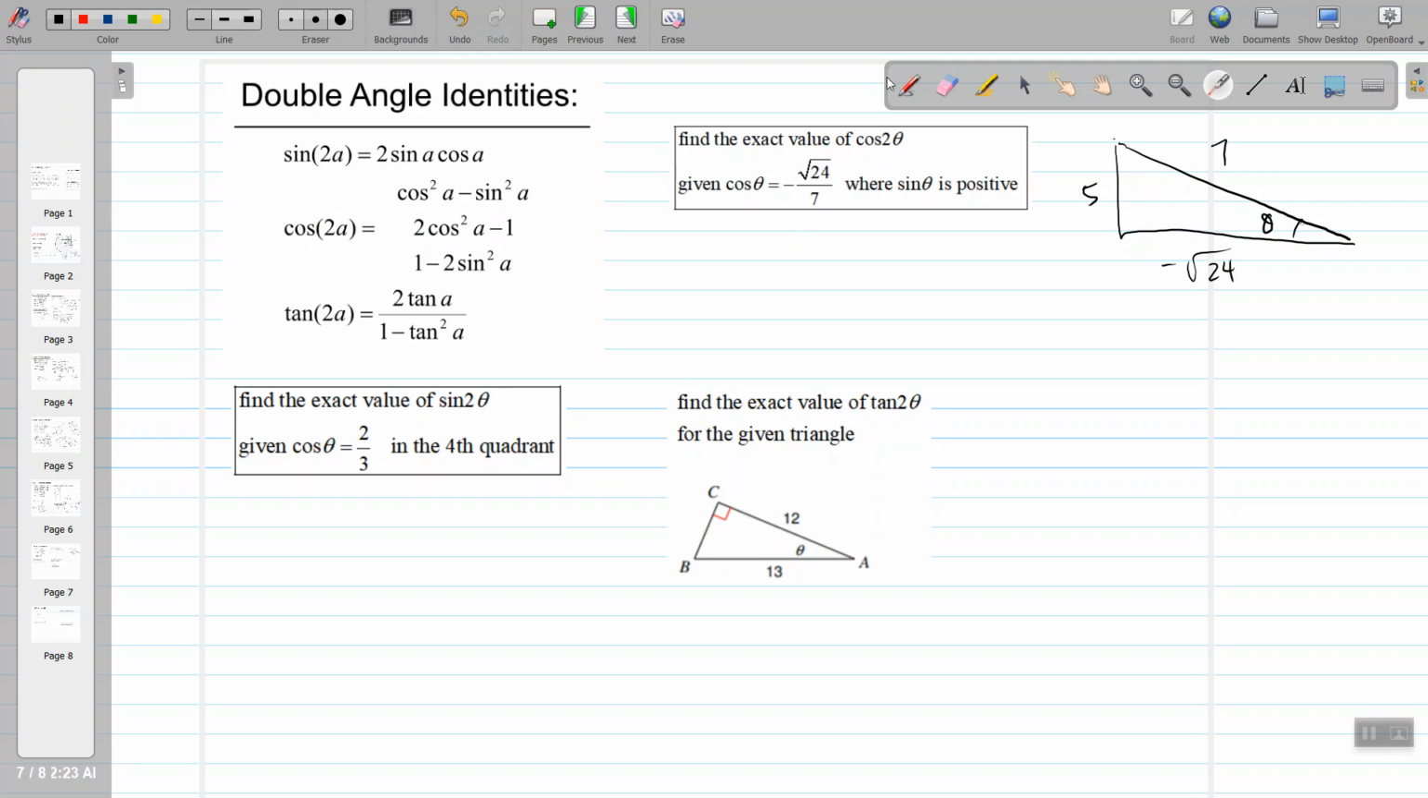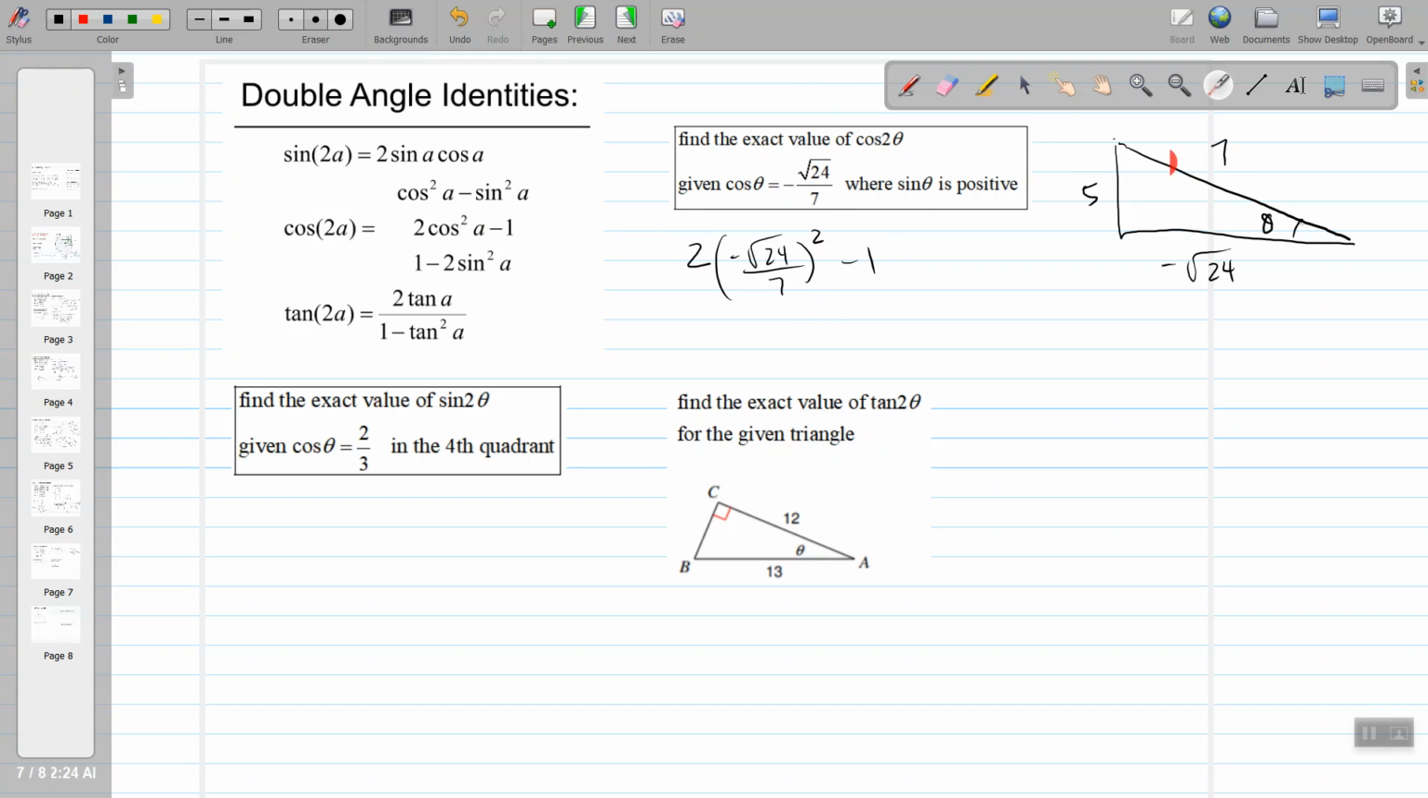use this option. So if we did use the middle one over here, all we would have to do is figure out what cosine of the angle is. That's negative rad 24 over 7, and then square it. So that means I would do 2 times negative rad 24 over 7 squared, and then minus 1. So if I just calculated this, then I could have gotten the answer directly like that.